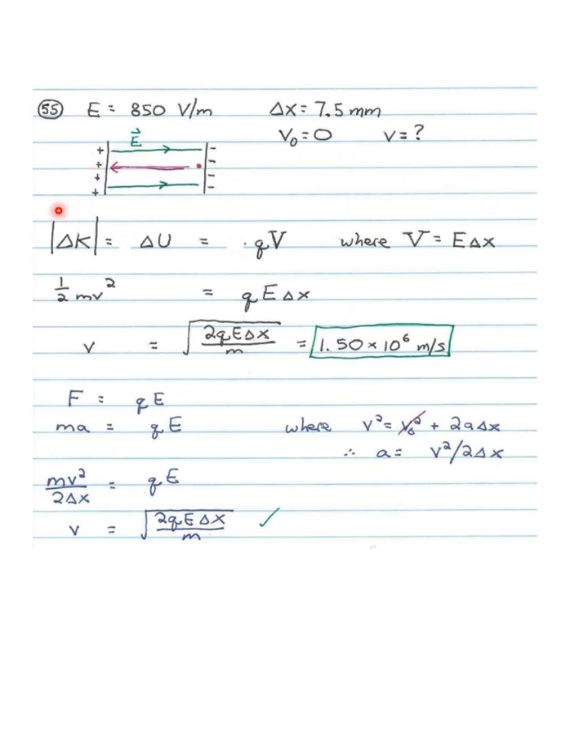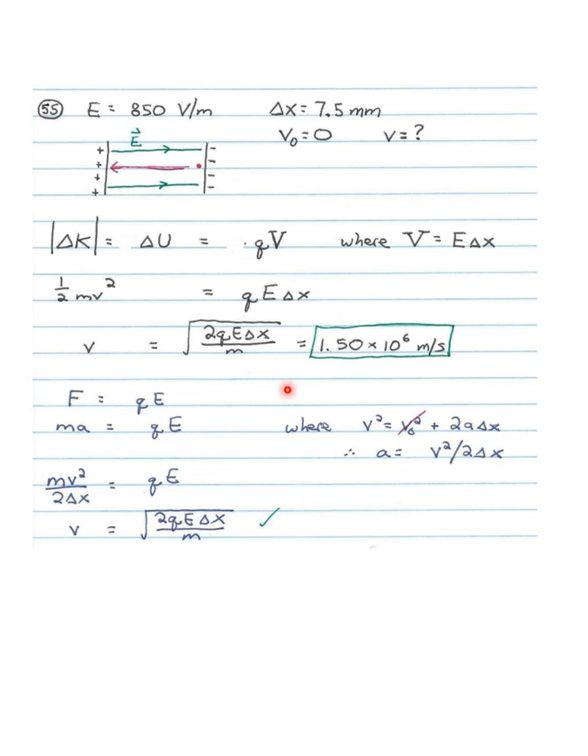So on the left-hand side of this equation, change in kinetic energy is 1/2 m times velocity squared, equals on the right-hand side, qE times delta x. We solve for v, and that gives square root of 2qE delta x over m. We plug in those values, given that we're dealing with an electron, so we need the charge of an electron, the mass of an electron, and we get 1.5 times 10 to the 6th meters per second. So that's a good solution.